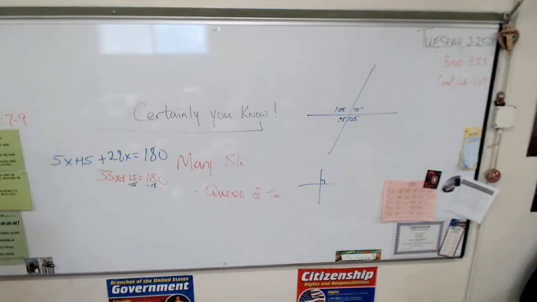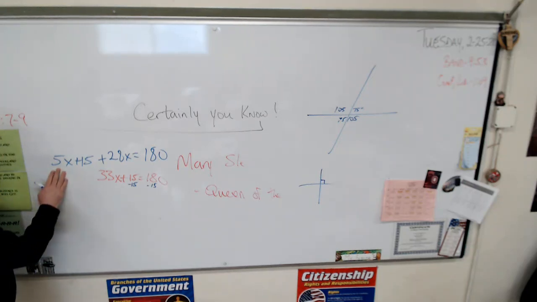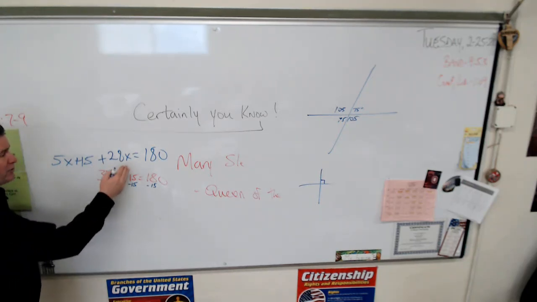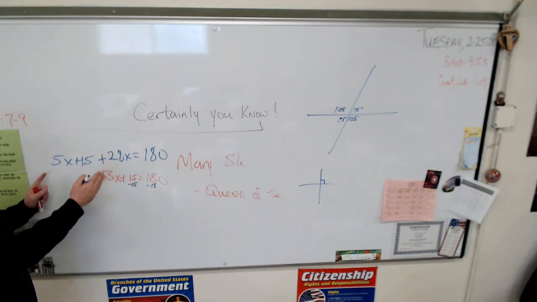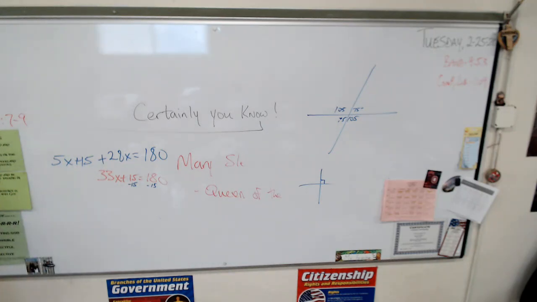Question. Wouldn't you subtract 5x instead of add it? Positive 5x, positive 28x, they're on the same side of the equal sign. Oh, sorry. That's a good question though, because you're used to getting rid of it, right? Right now you're not getting rid of it because they're on the same side of the equal sign.